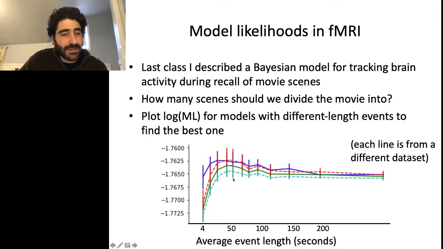You can see the model fits a little bit better on some data sets than others. That's why some lines are higher than others. But all of them show this nice bump around the same number of events, or the same event length, which is a good indication that these are the best models. These models are the best across different data sets.